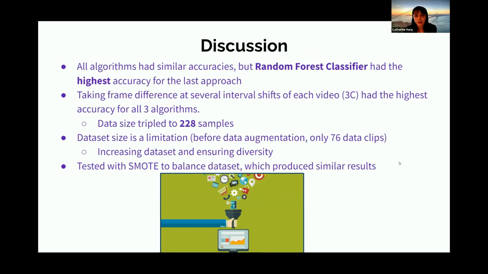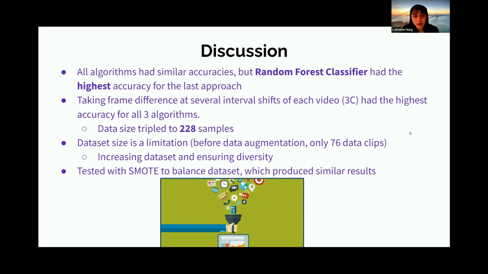Overall, we found that all the algorithms had very similar accuracies, but that random forest classifier ended up having the highest accuracy for the last approach, over 90%. And we found that the last approach was more effective and had the highest accuracy. This could have been because the data set was a lot bigger and it tripled to 228 samples as opposed to 76 samples. But it also could be a sign of overfitting because the accuracies were so high.